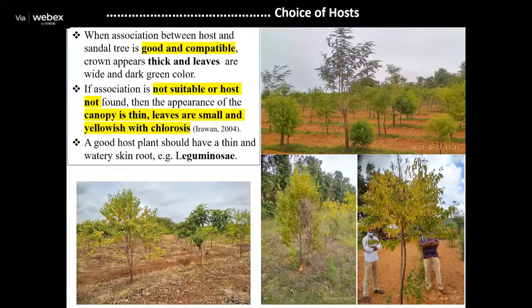And how can we know whether the host and sandal are in good association or not? The morphology of the sandal will indicate that the association is not proper. For example, if your host is good and highly compatible, the plant's leaves are very thick and very greenish, whereas if the plant doesn't have proper association with the host plant, the plant shows yellowing, the leaves are small in size and the growth is very slow.